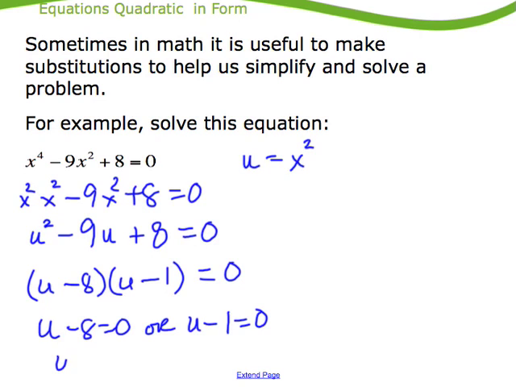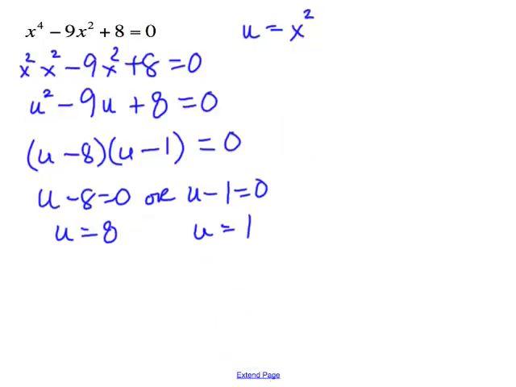Or in other words, u is equal to 8 and u is equal to 1. Feeling pretty good at this point, I'll look back and say, oh, hold it. They were wanting me to solve for x. Well, here I see that u is equal to x squared, so anytime I see a u, I'm going to replace it with an x squared. So I'm sort of going to go backward.